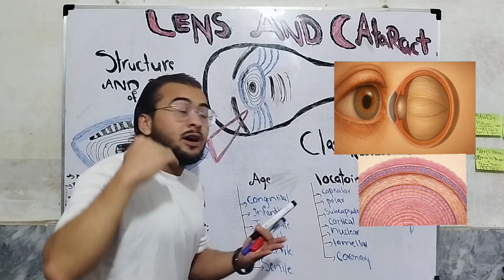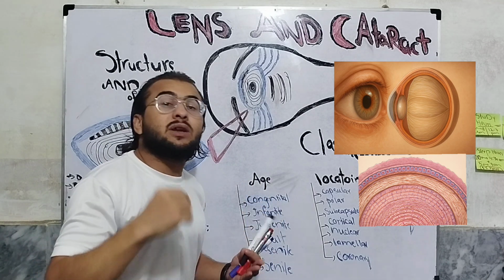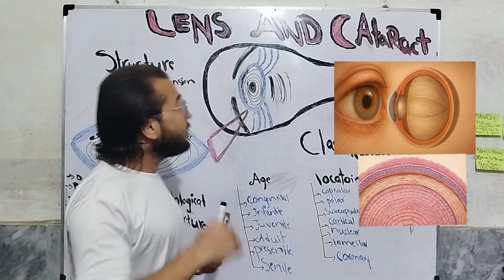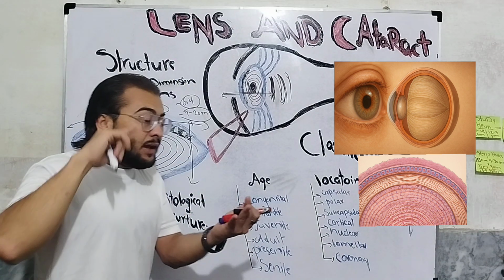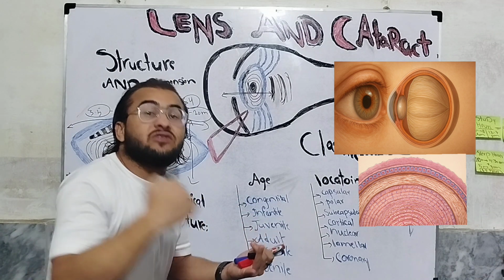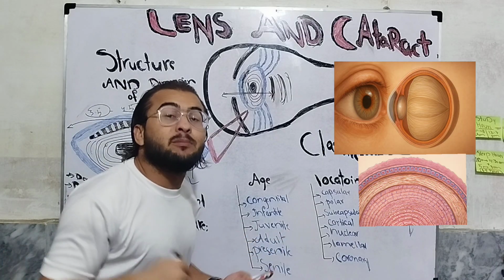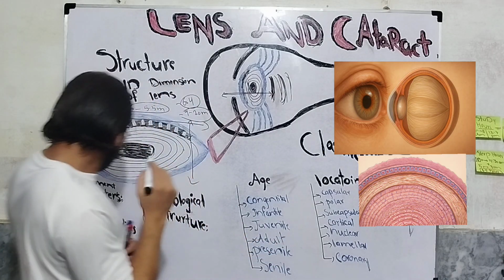Now, development of the lens. Lens develops from the surface ectoderm during the third week of gestation, okay. So weight, it is 90 milligram in children and it is 225 milligram in adults, okay.